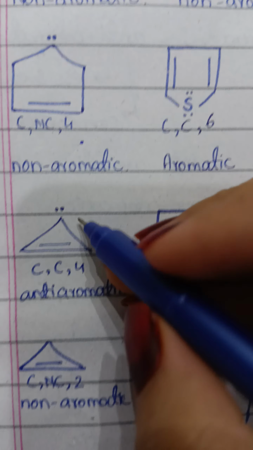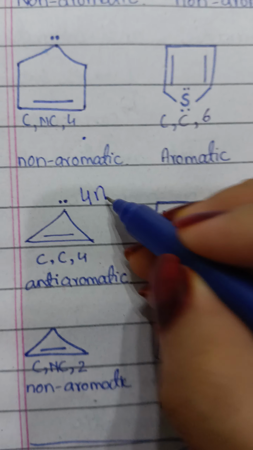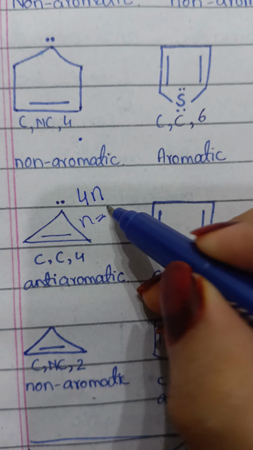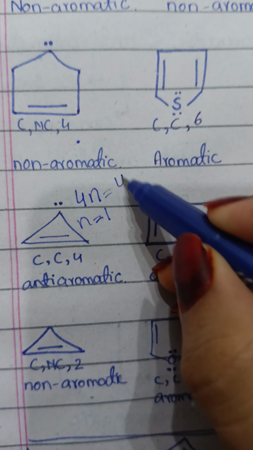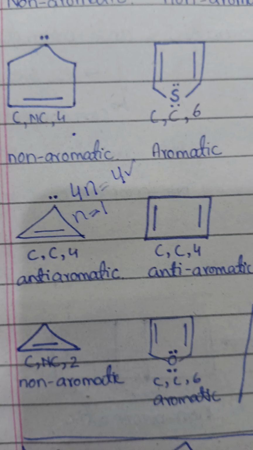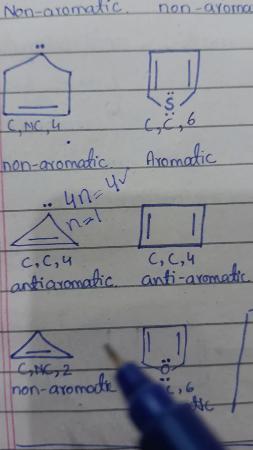For anti-aromatic compounds we have a formula 4n. So in this compound we have n is equal to 1, so therefore our answer will be 4. So a molecule with 4 pi electrons is considered as an anti-aromatic compound. So this compound is considered as anti-aromatic.